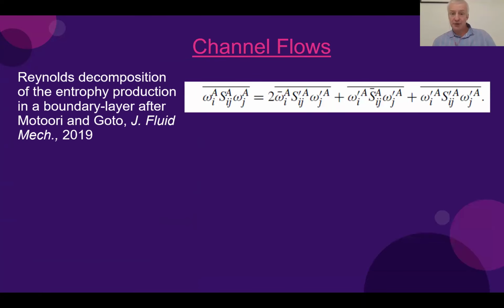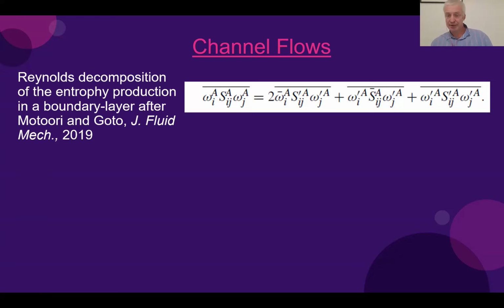Okay, so another bit of work that I did in this area was, again, a boundary layer, although in my case I did it for a channel flow. But I started off with an analysis from Susumu, Goto, and Motori from JFM in 2019, where they basically did a Reynolds decomposition of the entropy production equation that we've already been looking at into its mean and its fluctuating parts. And with the symmetries in a boundary layer, you end up with this expansion into these three terms.